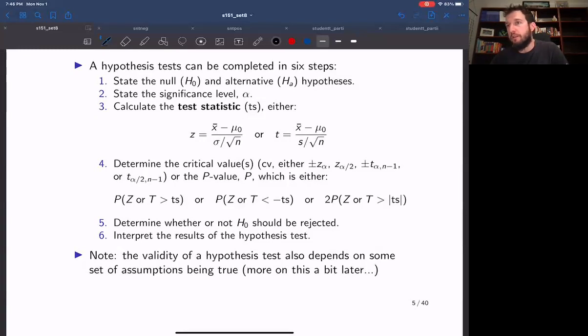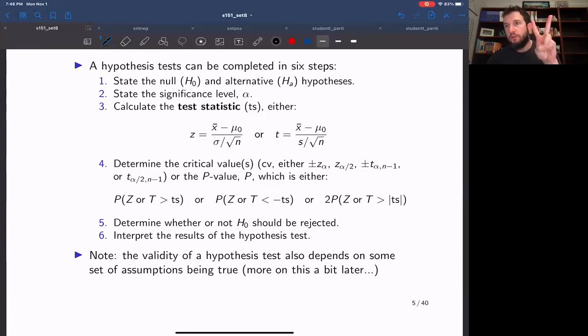Step 3, we calculate the test statistic. You'll notice that our test statistics are just standardized and studentized X bar values. These are values that we've actually seen in lecture set number 6 when we studied central limit theorem and sampling distributions. On step 4, we use our test statistic to determine if there's evidence to reject or not reject the null.